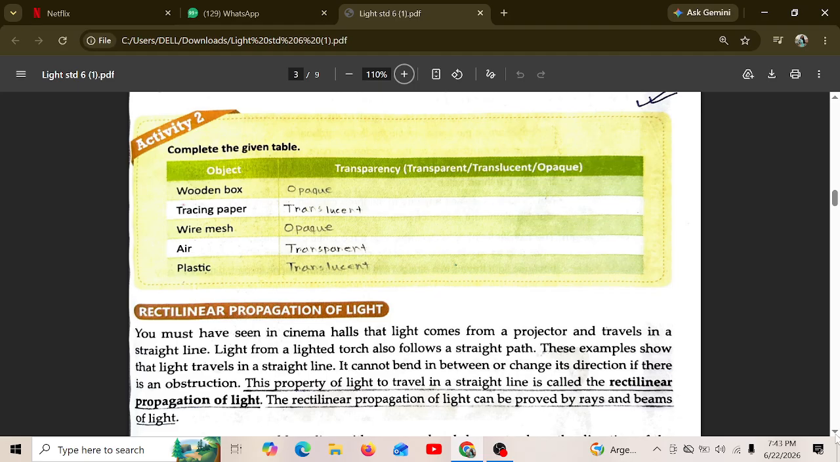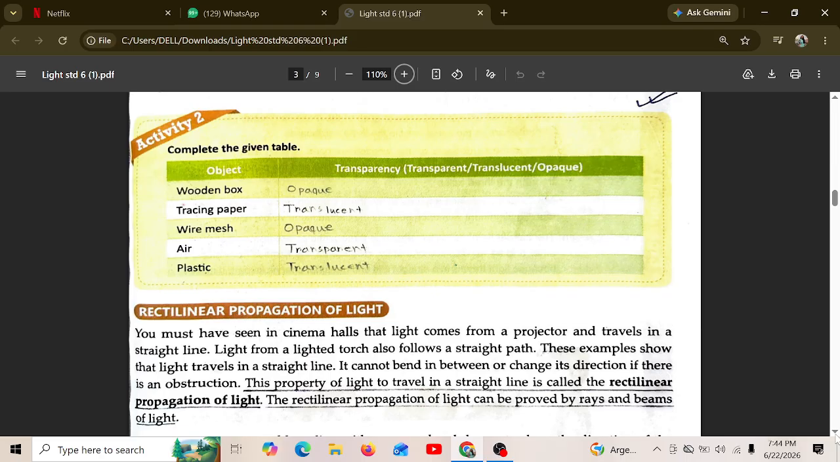It can only pass through any object in a straight line. Propagation means traveling. So, the literal meaning of rectilinear propagation of light, children, is the absolutely straight movement or traveling of light. You must have seen in cinema halls that light comes from a projector and travels in a straight line. Light from a lighted torch also follows a straight path.